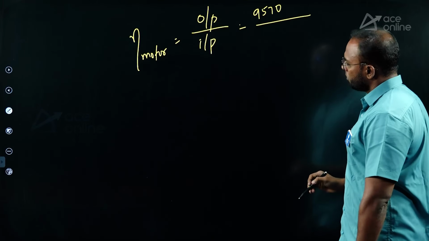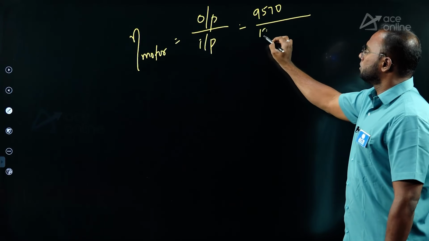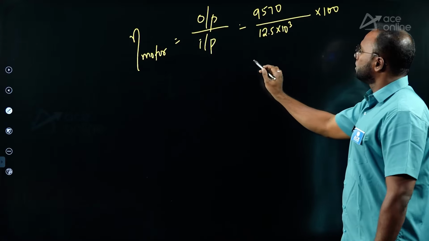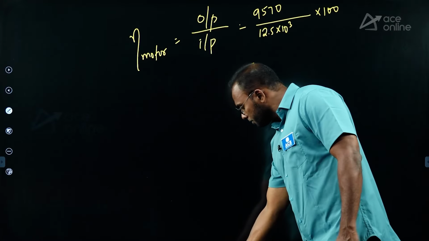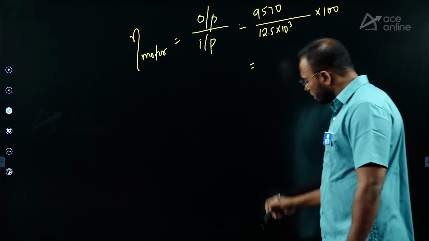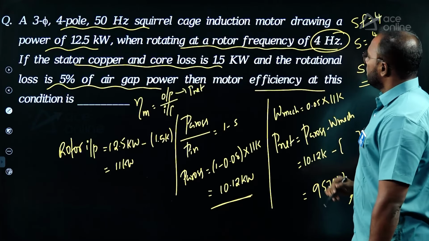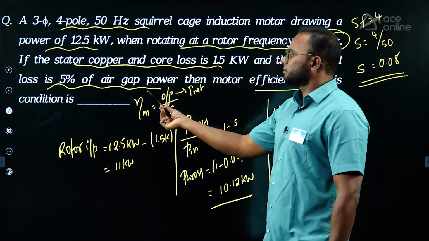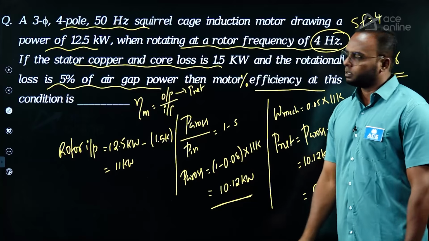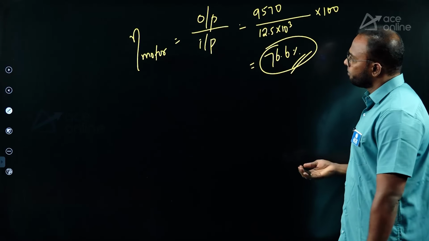9570, and input power is stator input only, which is 12.5 kilowatt. 12.5 into 10 cube into 100. Then we get the percentage efficiency. The motor efficiency is coming around 76.6 percentage. Okay. The efficiency at this condition, let us take it in percentage, is 76.6 percentage. Okay. Next question.